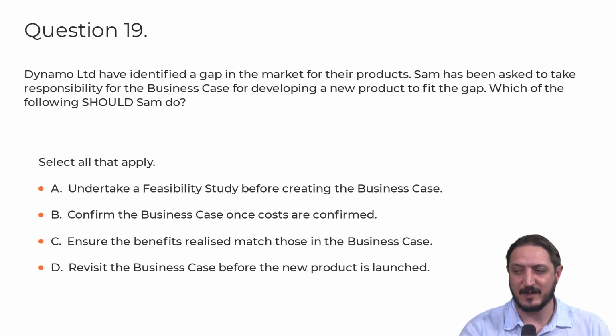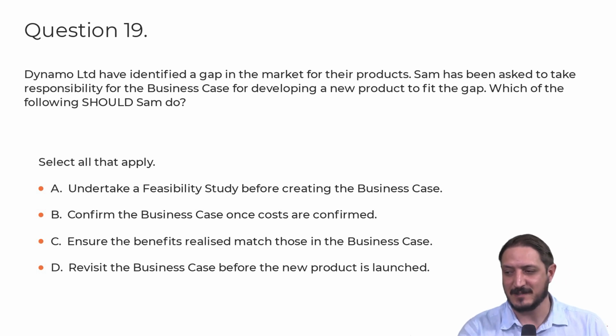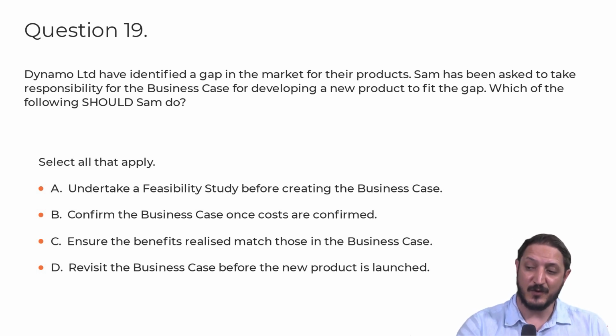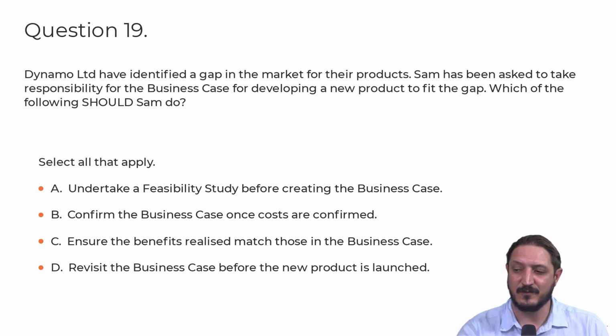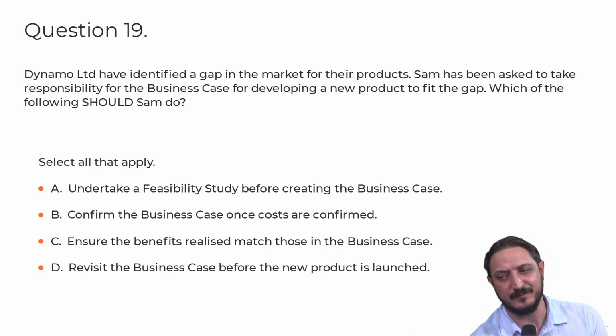It's saying we undertake a feasibility study before creating the business case. We confirm the business case once the costs are confirmed. We ensure the benefits realized match those in the business case, and we revisit the business case before the product is launched. So these are all actions that are related to the business case. These are things that Sam needs to do when he's taking responsibility for the business case.